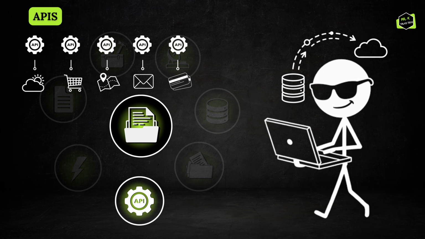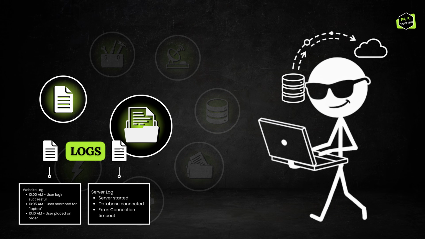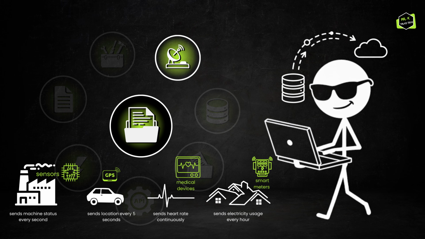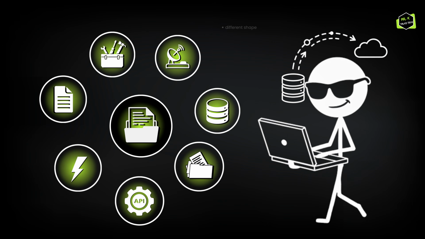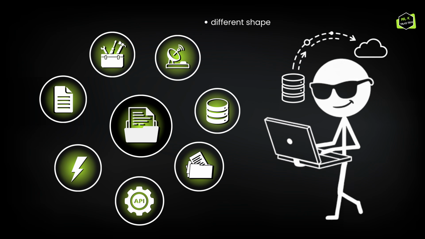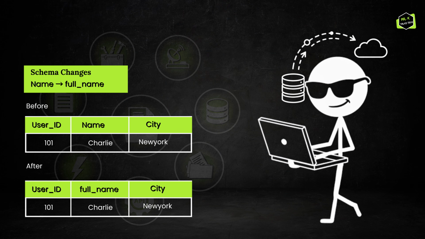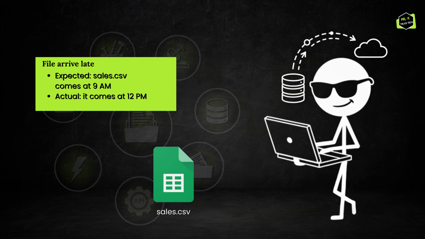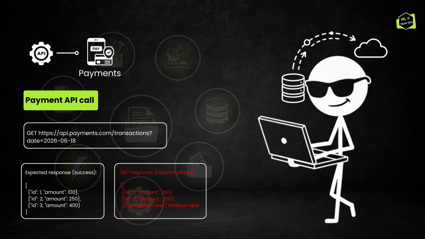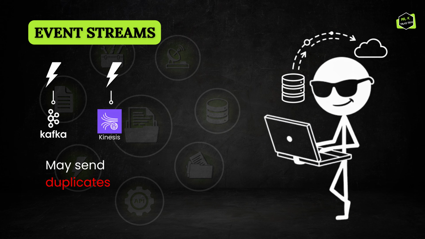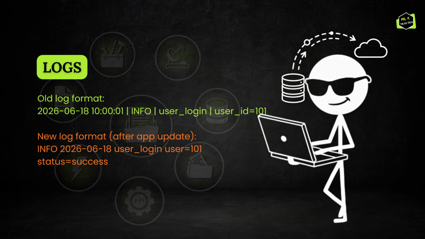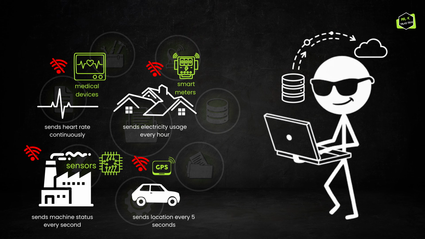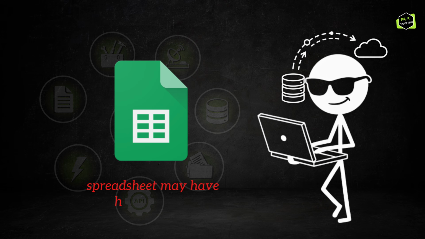So, these are the top data sources data engineers commonly work with: application databases, files and object storage, third party APIs, event streams, logs and telemetry, devices, and manual business files. Each source has a different shape, speed, and failure pattern. A database may change schema, a file may arrive late, an API may fail halfway, an event stream may send duplicates, a log may change format, a device may go offline, a spreadsheet may have human errors.